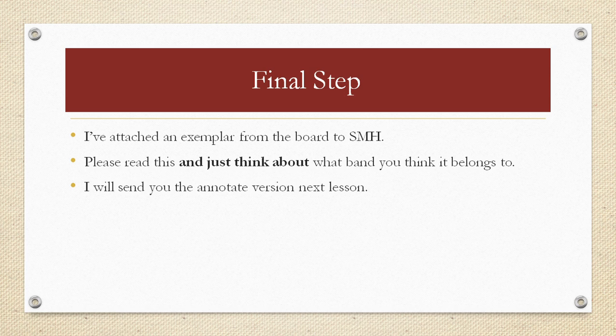This is literally from the exam board. They used it as part of their training for staff last year. And it's the year I was talking about. So it's the year where Wife in London was compared. And they compare it to The Soldier, which was a good, strong choice. So what I'd like you to do is read it and just think about which band you think it belongs to. You don't need to write anything down or annotate it or anything like that, because tomorrow, next lesson, I'm going to send you the annotated version.